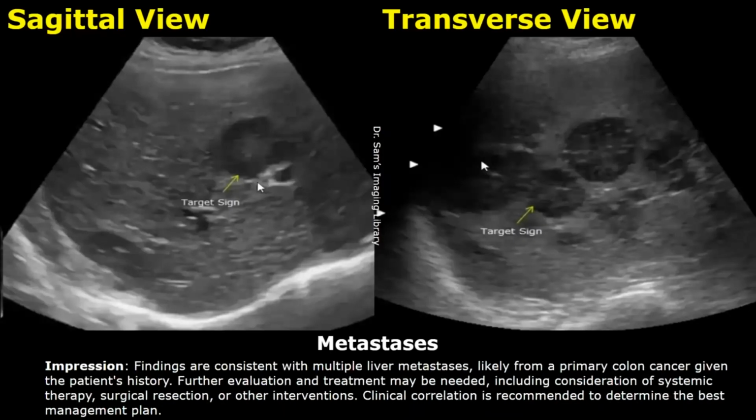In the impression, you can write the findings are consistent with multiple liver metastasis, and you can also mention the primary cancer, which was colon cancer in this case, and then you can mention further evaluation and clinical correlation.